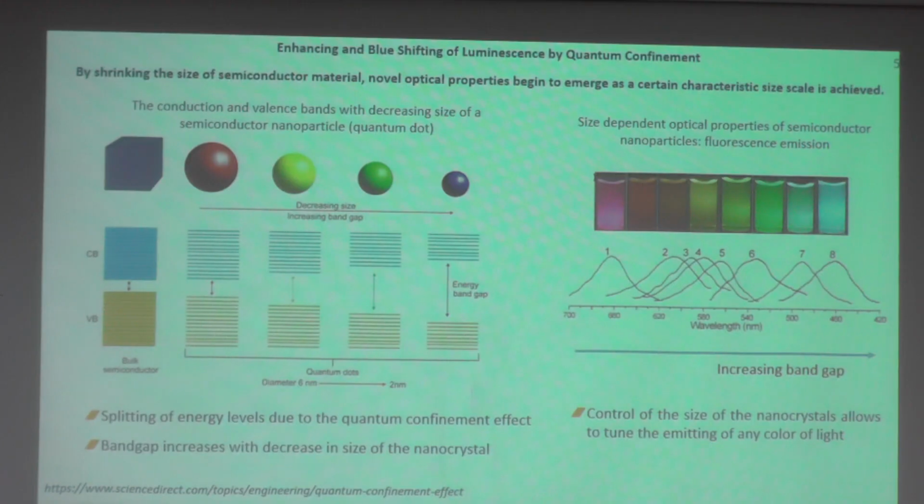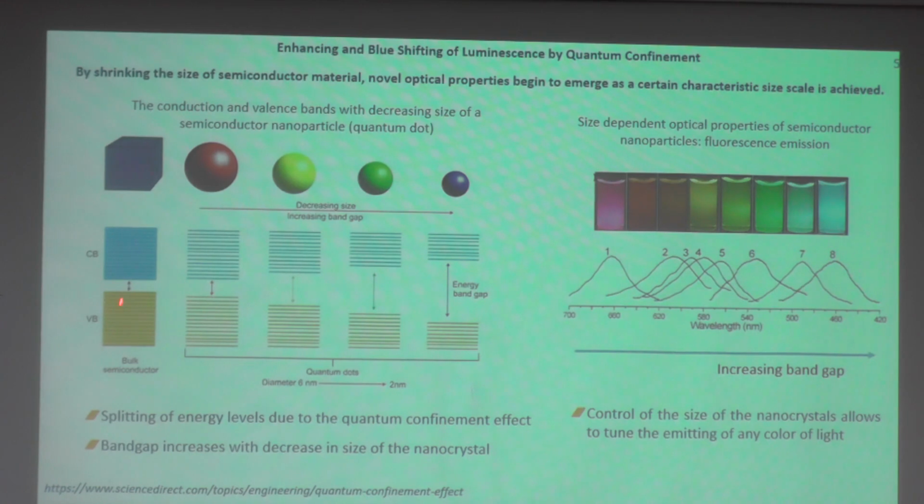So now let us look at what happens if we shrink the size of materials like semiconductors, so we can get some novel properties, for example, optical properties. Here is one sketch. It shows what can be changed in the case of nanoparticles. If you start with the bulk material and go to smaller size, we have the increasing of the band gap.